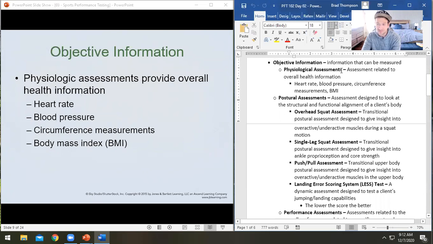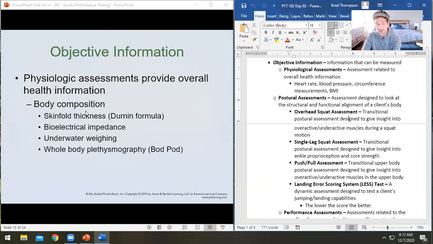So physiologic assessments, typically this is things like heart rate, blood pressure, measuring someone's target heart rate, for instance, getting those numbers laid out ahead of time. That's all part of the physiologic stuff. Then circumference measurements, body mass index, body weight, all that stuff is typically body composition assessments.